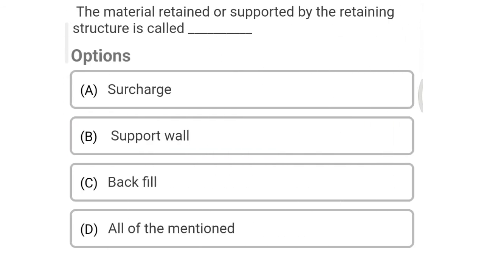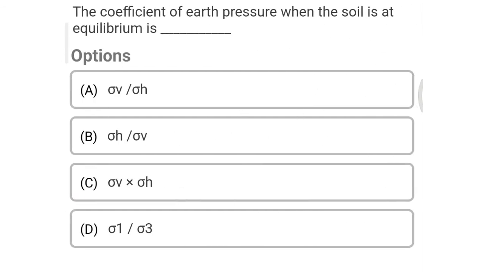So next question, the material retained or supported by the retaining structure is called option A surcharge, option B support wall, option C backfill, option D all of the mentioned. So the correct answer is option C backfill. So next question, the coefficient of earth pressure when the soil is at equilibrium is option A sigma V divided by sigma H, option B sigma H divided by sigma V, option C sigma V into sigma H, option D sigma 1 divided by sigma 3. So the correct answer is option B sigma H divided by sigma V.